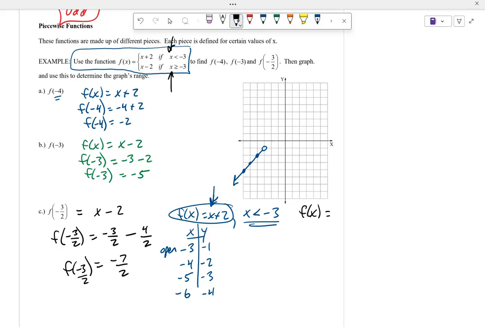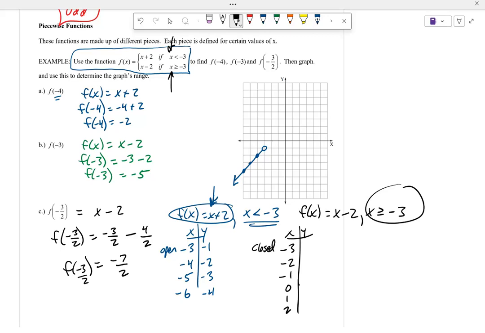Y, or f of x, equals x minus 2, but it's only for when it's greater than or equal to negative 3. So I'm going to start at that negative 3, greater than or equal to, but this one's going to be closed because I'm including negative 3 this time. And I'm picking values greater than negative 3. Greater than negative 3. As many as I think I need to draw this line.